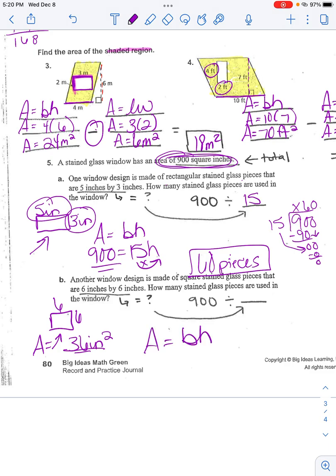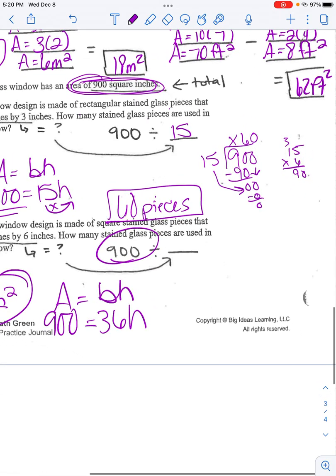So here's our area. It already told us that the area is 900. We know that one piece takes up 36 square inches. How many pieces can fit into that window? So 36 times something is 900. Again, instead of doing 36 times 5, 36 times 10, 36 times 12, and guessing until you get to 900, just divide. 900 divided by 36. Do the inverse.